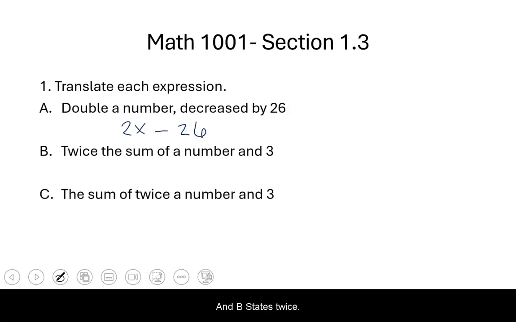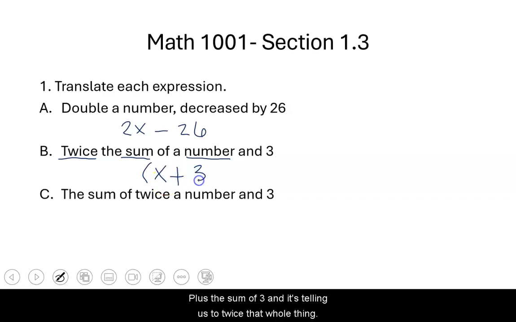And B states twice the sum of a number and 3. So the sum, that means add, of a number and 3. So x plus 3, and it's telling us to twice that whole thing. Twice the sum, so that's everything, x and 3.